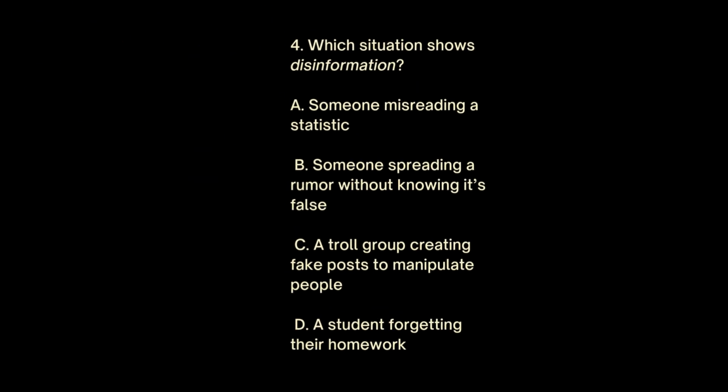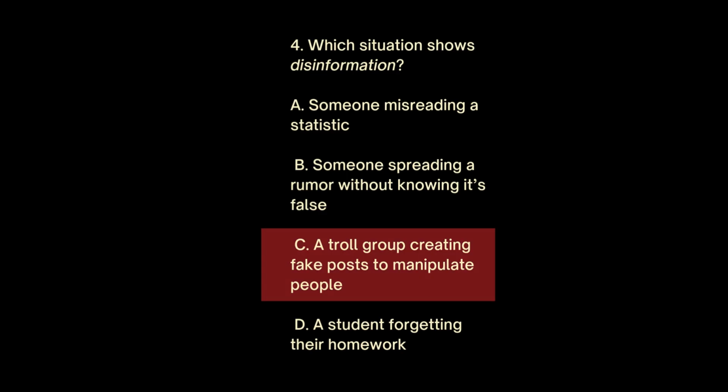4. Which situation shows disinformation? A. Someone misreading a statistic. B. Someone spreading a rumor without knowing it's false. C. A troll group creating fake posts to manipulate people. D. A student forgetting their homework. The answer is C. A troll group creating fake posts to manipulate people.